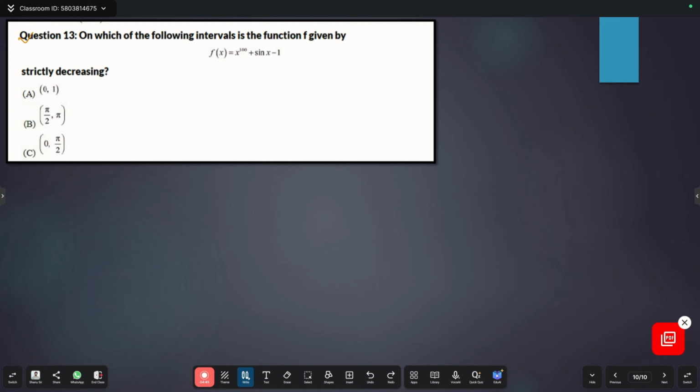Which of the following intervals is the function f given by strictly decreasing? Again, same problem: you have to check in which interval f dash is coming less than 0. Three intervals are given: 0 to 1, pi by 2 to pi, and 0 to pi by 2. Let's do this.